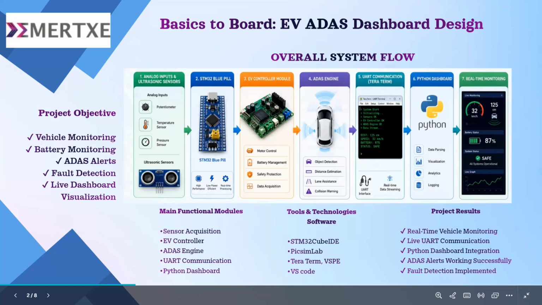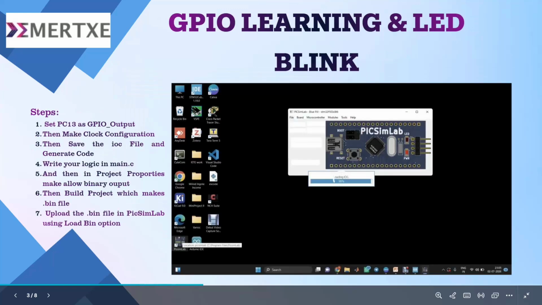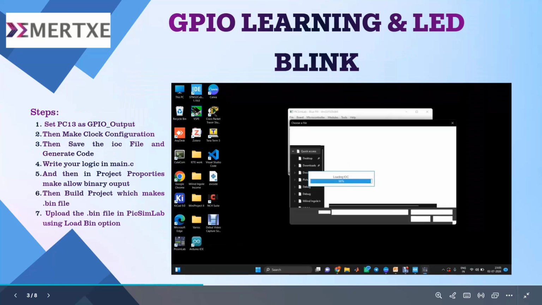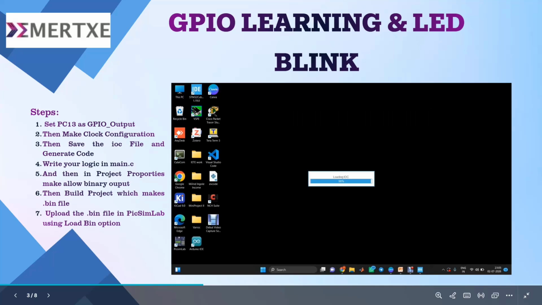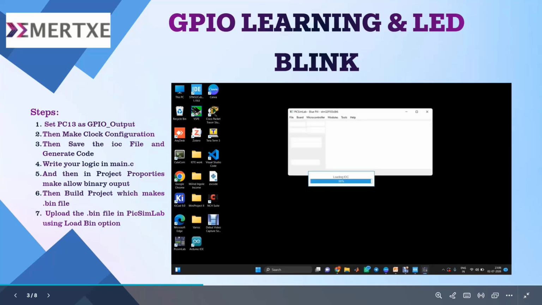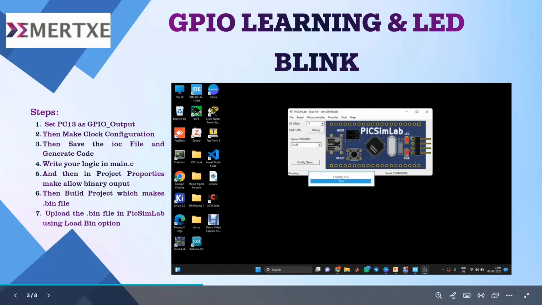The first implementation was a simple LED blink program to understand GPIO programming and basic microcontroller operations, in which we studied how to set a pin as a GPIO output or input, how to make the clock configuration, how to save the IOC file, generate code, then convert it into the bin file and upload it into PiximLab.